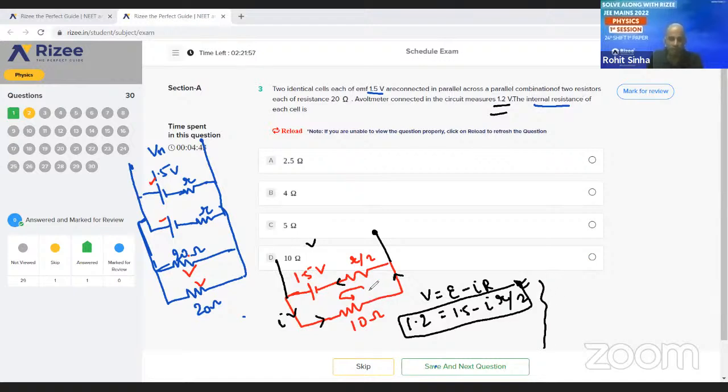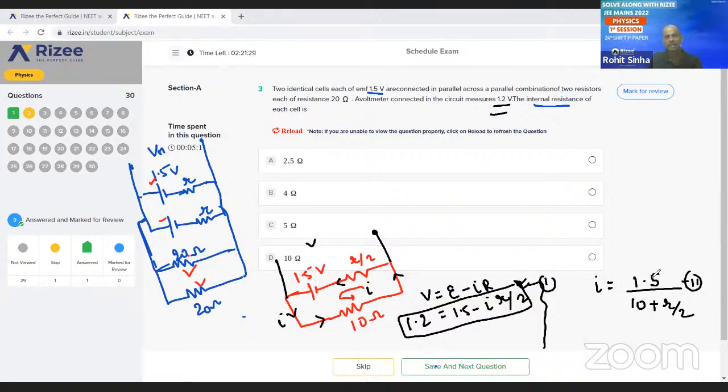In this circuit, if current I is flowing, we can write I is equal to total EMF, 1.5, by 10 plus R by 2. Okay, this is equation 1, this is equation 2. Use these equations, 2 variables, 2 equations, solve this question, and you will get your answer.